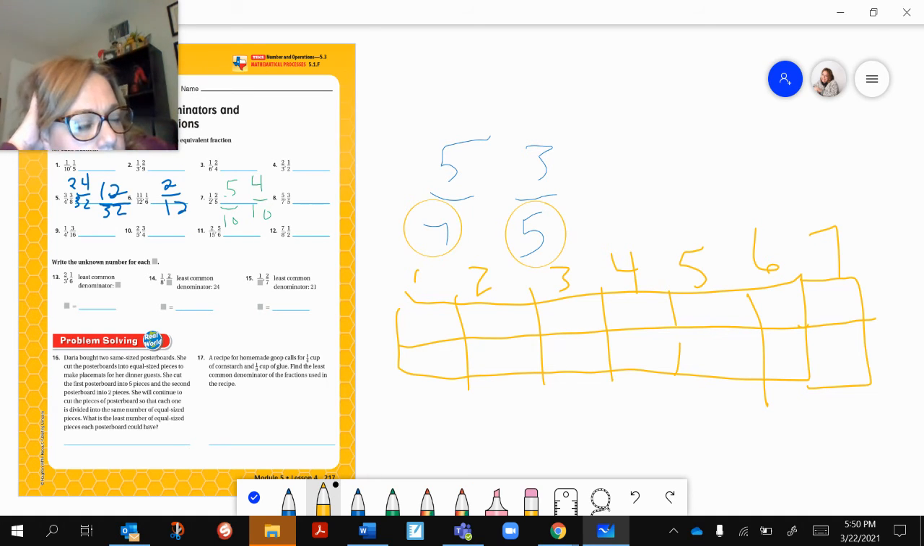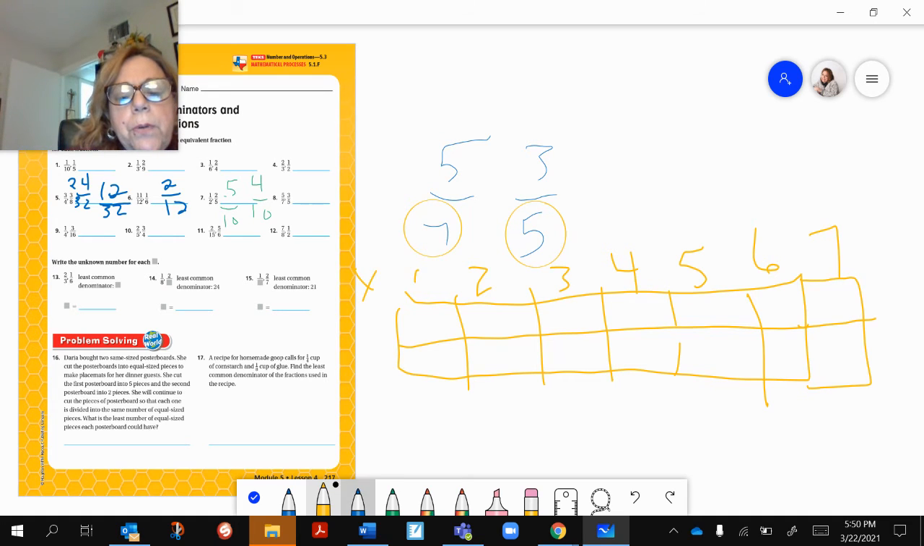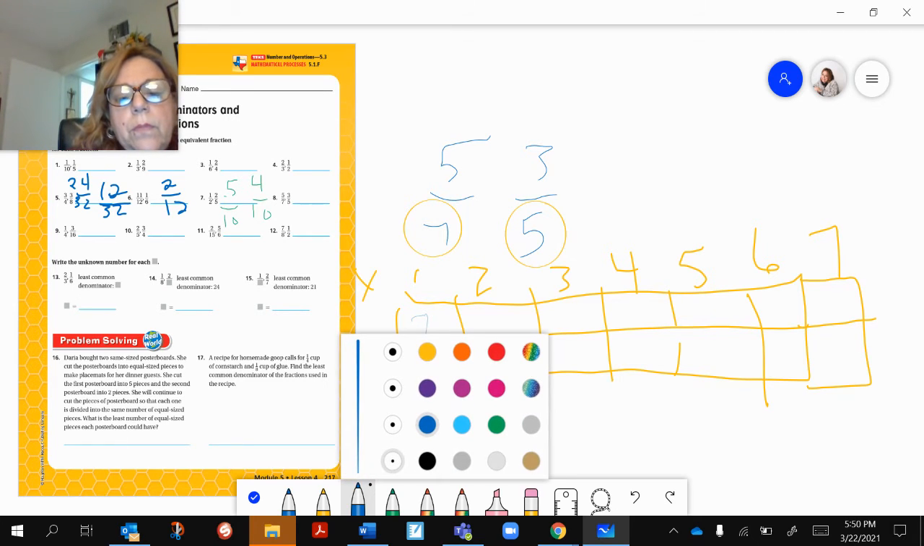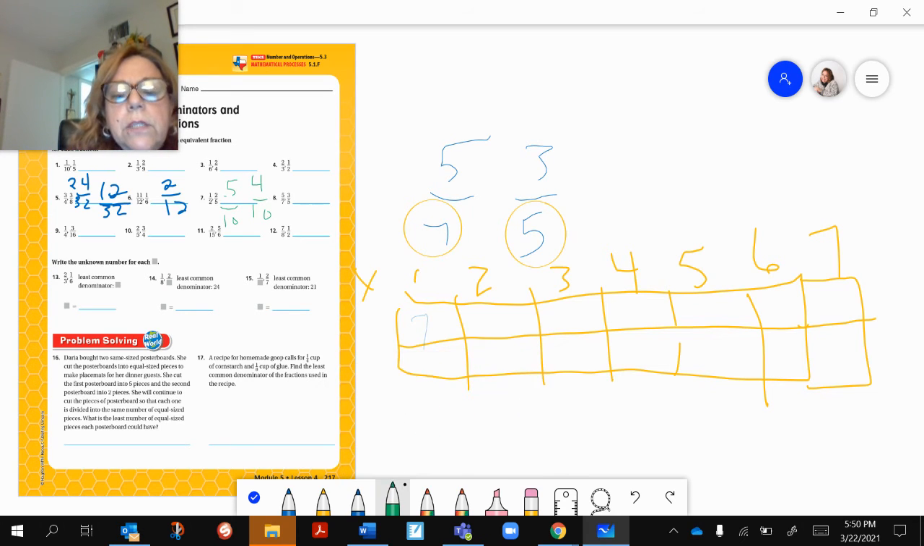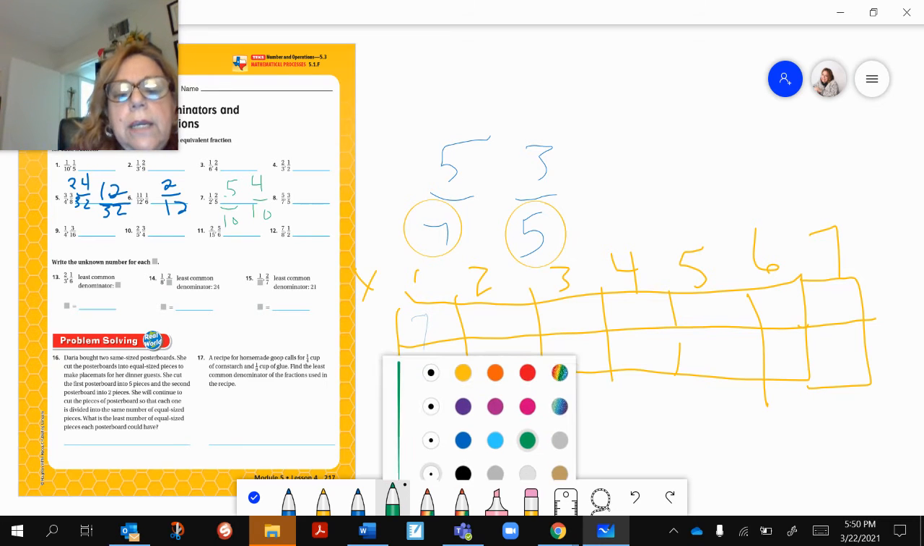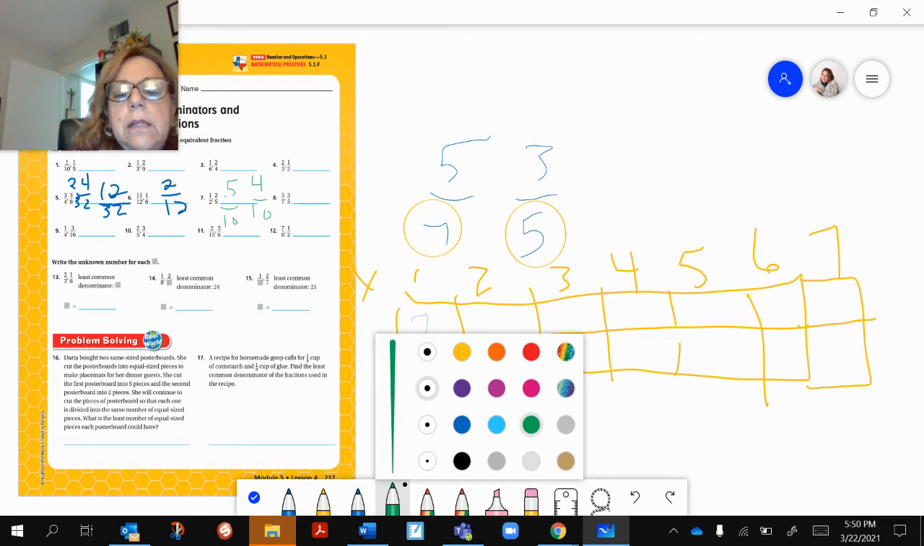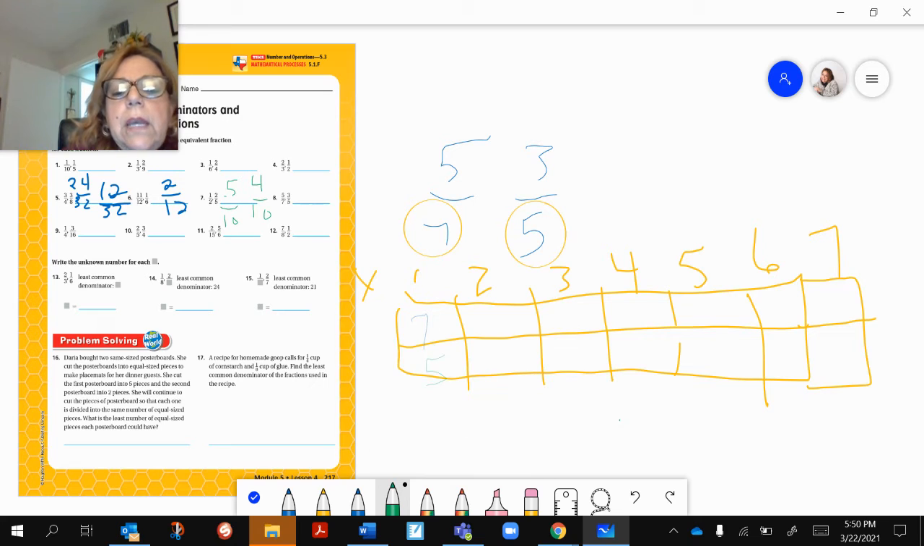Okay, I hear some guessing out there. All right, so now I'm going to put my 7. And the next one, I'm going to put my 5. Oops, those are so light. Okay, so now I have my 5 and I have my 7. These are my denominators. Multiply it out.